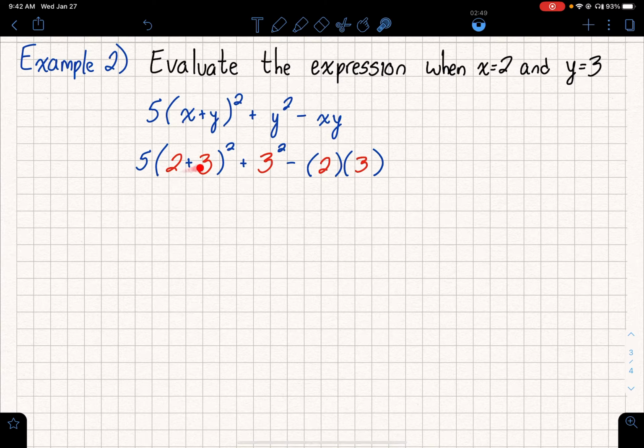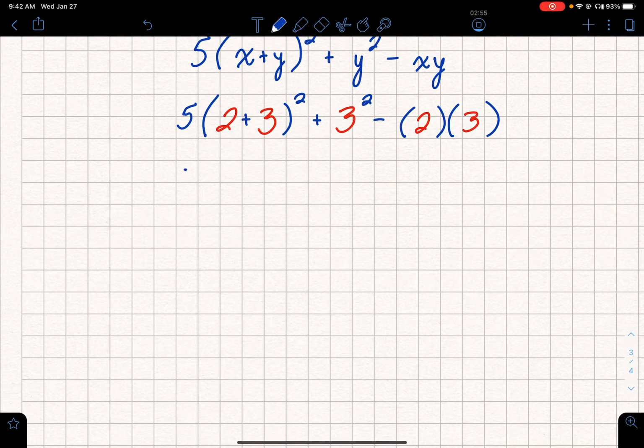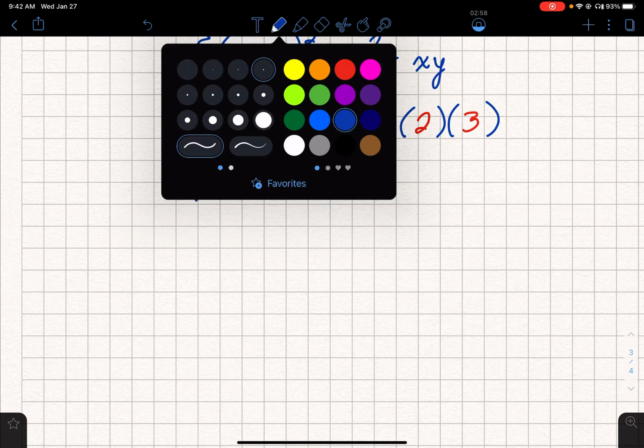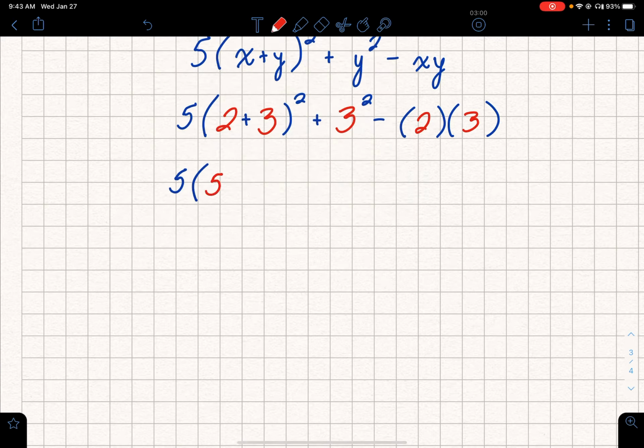Okay, so according to our order of operations PEMDAS, the first letter P being for parentheses, we have to evaluate what's inside of here first. So 2 plus 3 gives us 5. So our new expression now is 5 times the quantity of 5 squared plus 3 squared minus 2 times 3.